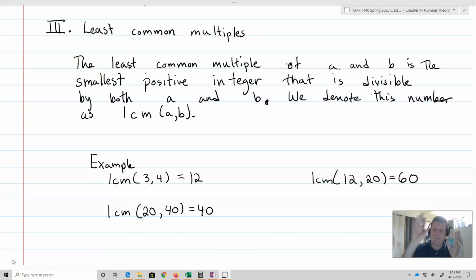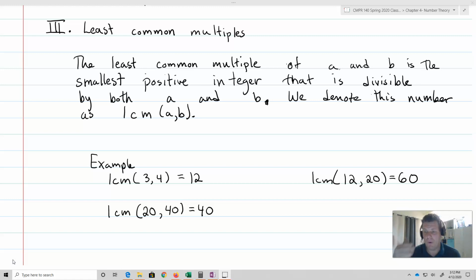So the kind of partner idea to the greatest common divisor is least common multiples. The least common multiple of a and b is the smallest positive integer that is divisible by both a and b. And we're going to denote this number as the LCM of a and b. So some examples: the LCM of 3 and 4 is 12, right? 12 is divisible by 4, 12 is divisible by 3, and there's no number less than 12 that's divisible by both 3 and 4. The LCM of 20 and 40, on the other hand, is 40, okay?